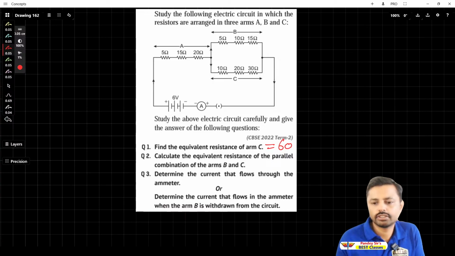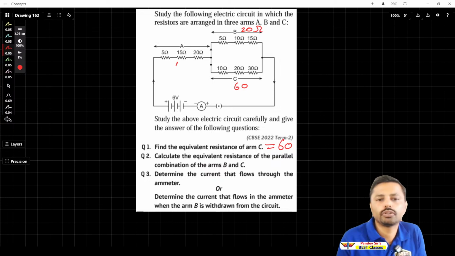Calculate the equivalent resistance of the parallel combination of B and C. B and C. For that we need the total of this one, which is 15 plus 5, 20, 20 plus 10, 30. So here it was 60. One is 60, this one is 20, this one is 20 ohms. Now here it is 20 plus 20, 40 ohm. Okay, series means directly you can add, like how I have added.